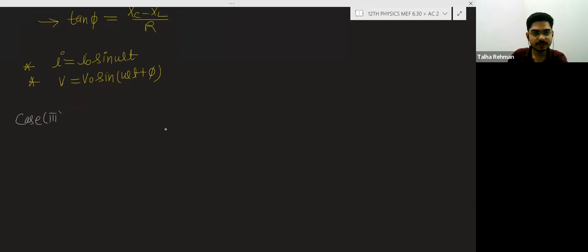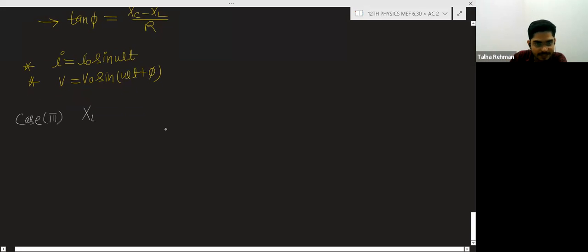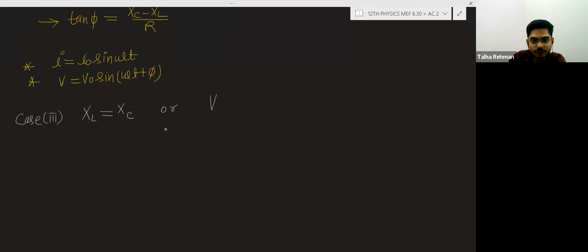Basically, this case number 3 we will discuss in detail. This is a condition of resonance, when your XL is equal to XC. In magnitude, I am talking about when the peak value of the voltage across the inductor becomes equal to the peak value of the voltage across the capacitor. So in this case, the resultant diagram of current and voltage will be this. This will be the voltage and this will be the current.